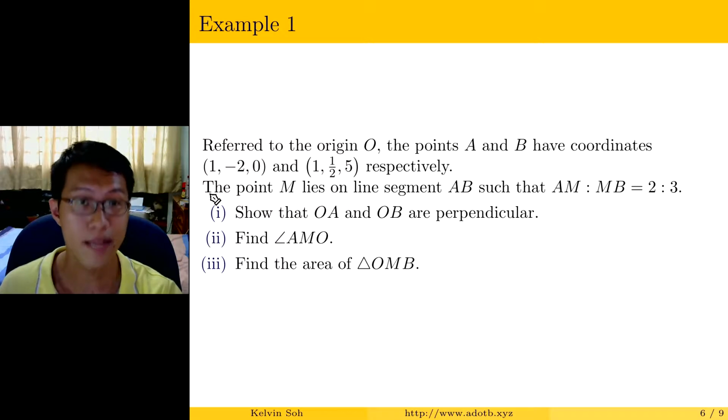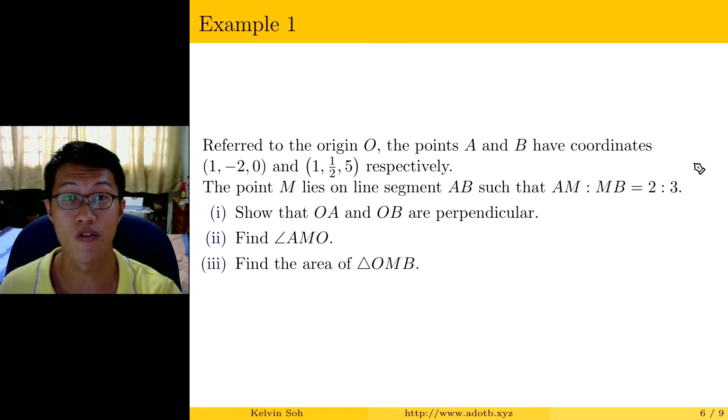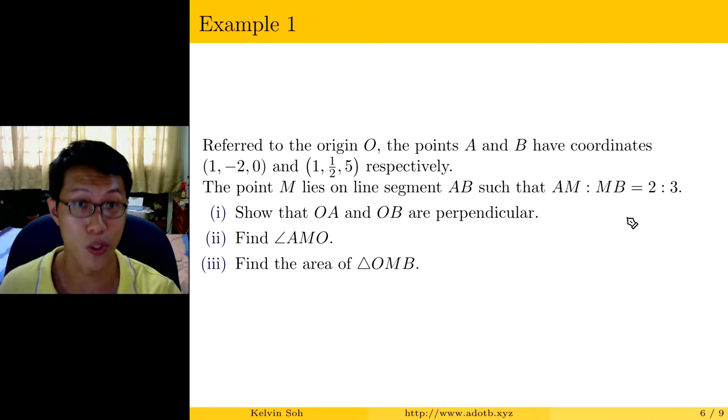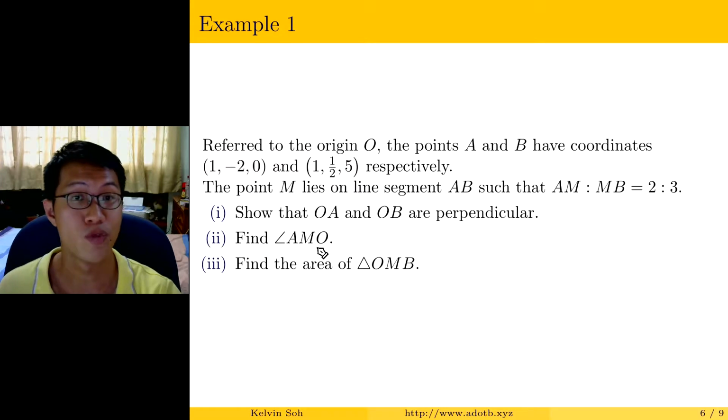So let's think about what concepts we can use for this question. We have the point M lies on the line segment AB such that AM is to MB is 2 is to 3. Hopefully this reminds us of the ratio theorem, which we have covered in the previous video. For part 1, we need to show that these two lines are perpendicular and we can use the dot product to achieve that. Part 2, we need to find the angle. That's another use of the dot product, so we'll use the dot product again. For part 3, we are interested in the area of a triangle. This is where we will use the cross product formula.